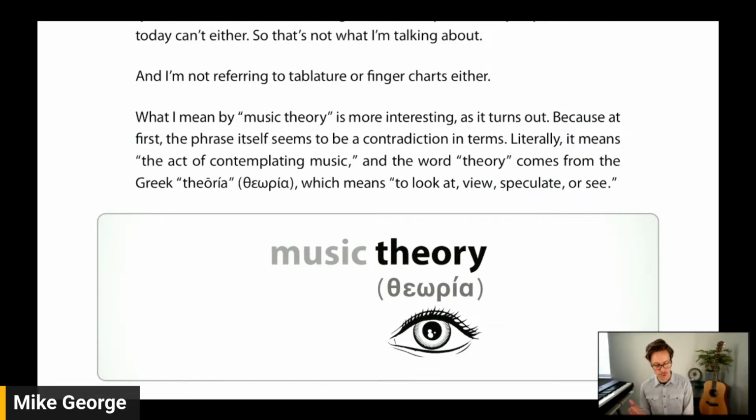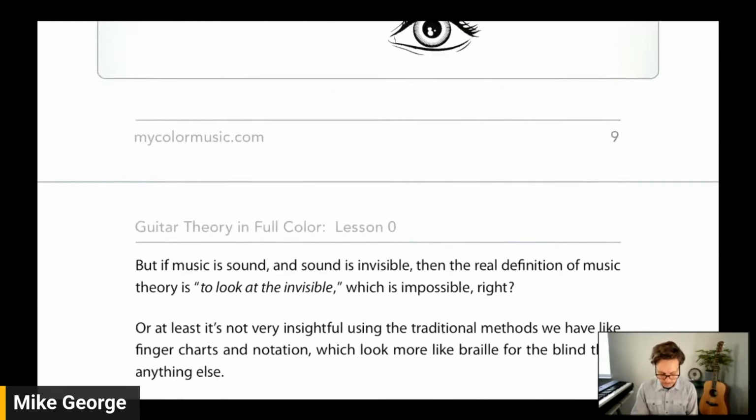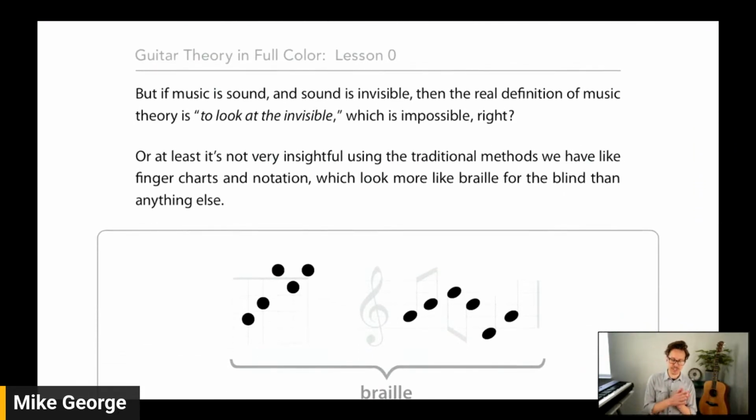Literally, it means the act of contemplating music. The word theory comes from the Greek theoria, which means to look at, view, speculate, or see. Sidebar on the word speculate here. It's not speculation as in hypothesize or guess. Speculate as in like spectacle, spec, to see. Okay, to continue. But if music is sound and sound is invisible, then the real definition of music theory is to look at the invisible, which is impossible, right?